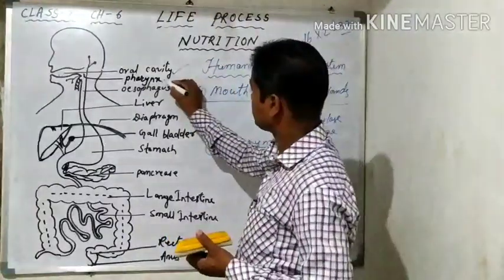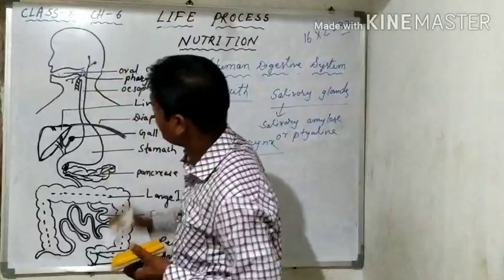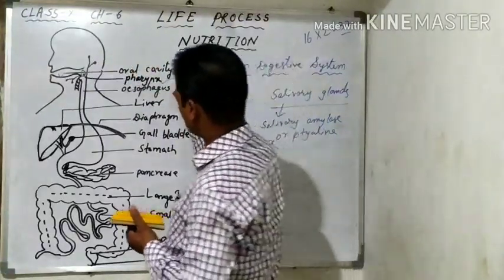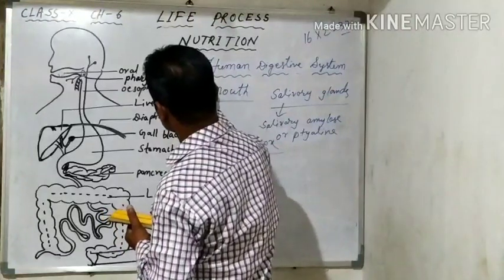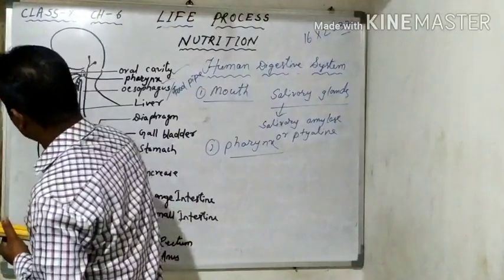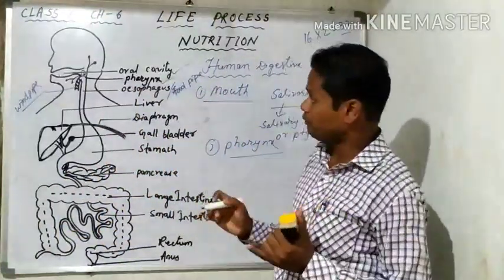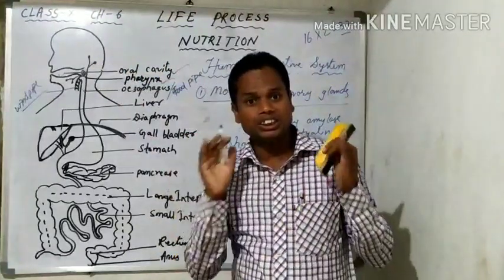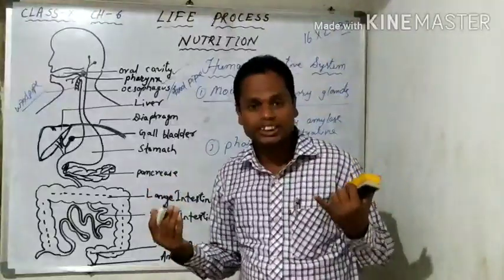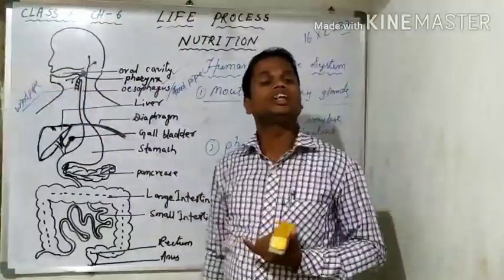Mouth and oral cavity completed. Now we will discuss the pharynx. Pharynx is the junction. This is the place where the esophagus, or food pipe, and the trachea, the windpipe, separate from each other. As soon as the oral cavity completes, the pharynx starts, and there is a division of windpipe and esophagus or food pipe.